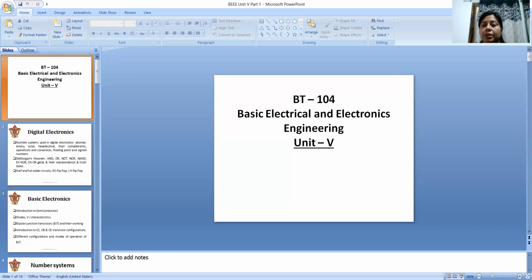Here you are shown the table on the screen. On the left side you are shown 0 1 2 3 4 5 6 7 8, up to 10 here. In the decimal number system, when there is no number, it is represented by 0, and if the number is 1, it is represented by 1, and so on: 2, 3, 4, 5, 6, 7, 8, 9, and after 9 you do not have any number.